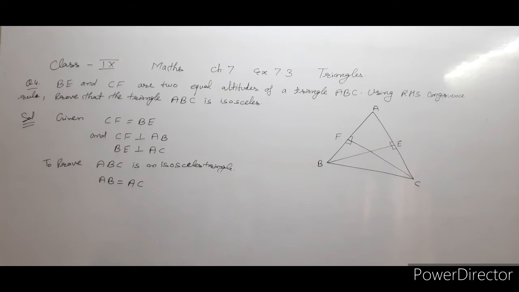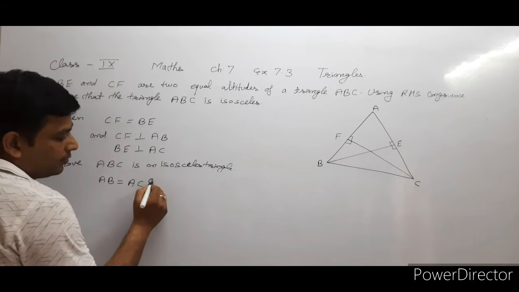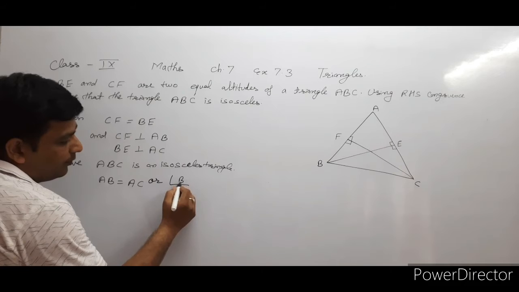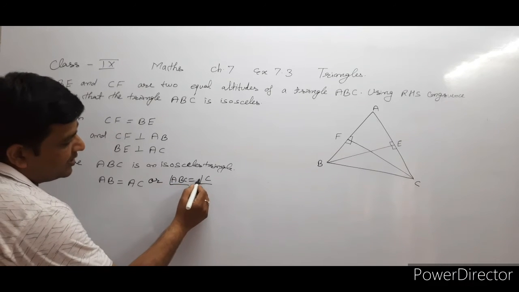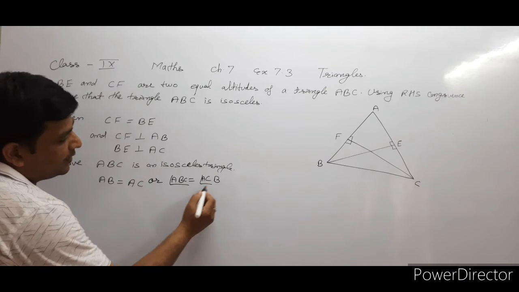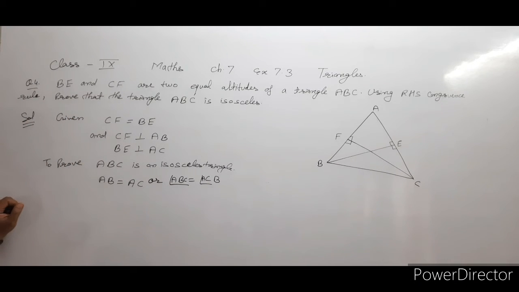So to prove this, we have to prove that AB is equal to AC, or there is one more property for an isosceles triangle. We can show that their opposite angles are equal, that means angle ABC is equal to angle ACB, or we can prove that angle B is equal to angle C, or we can write it as angle ABC is equal to angle ACB. If these two angles are equal, then also this triangle is an isosceles triangle.